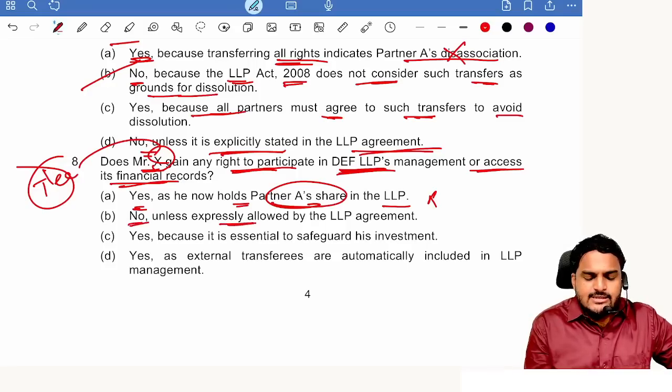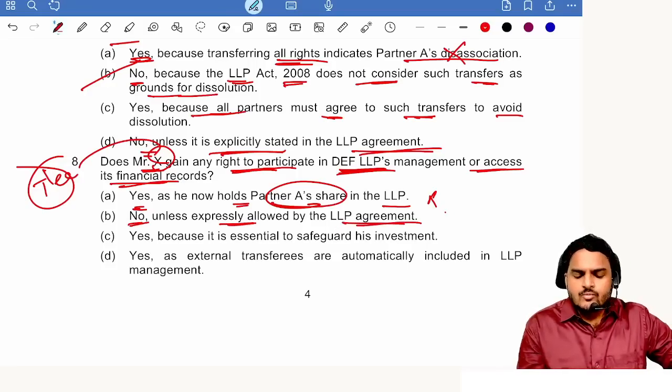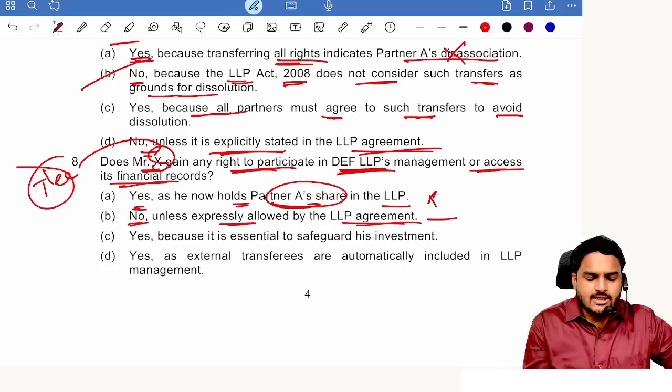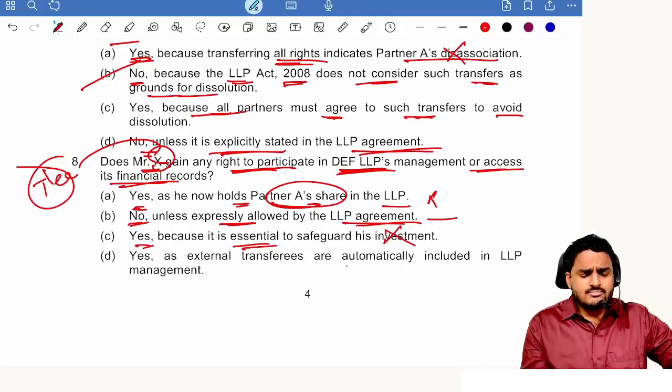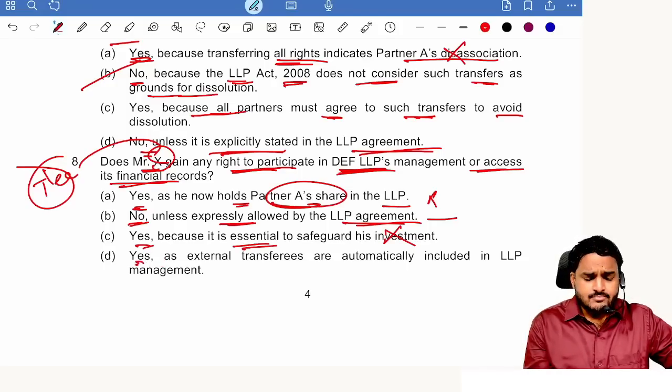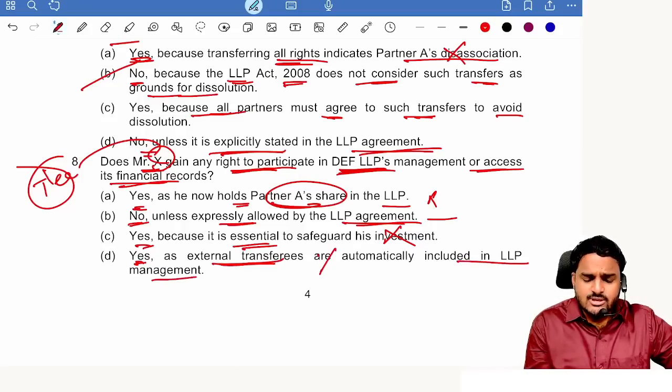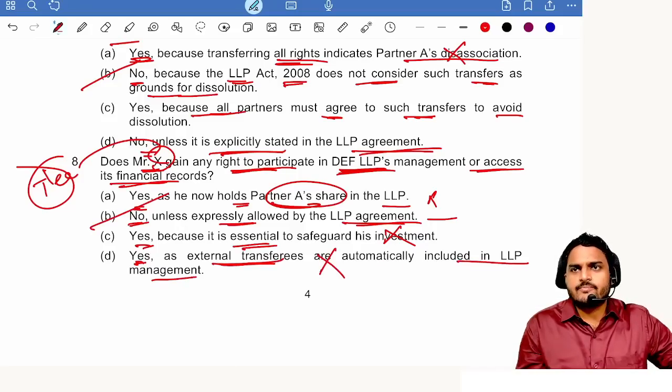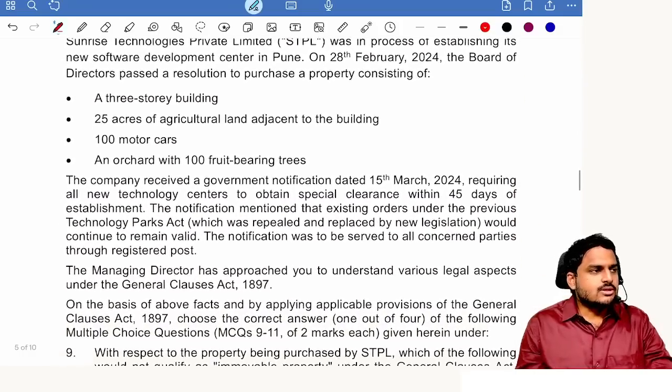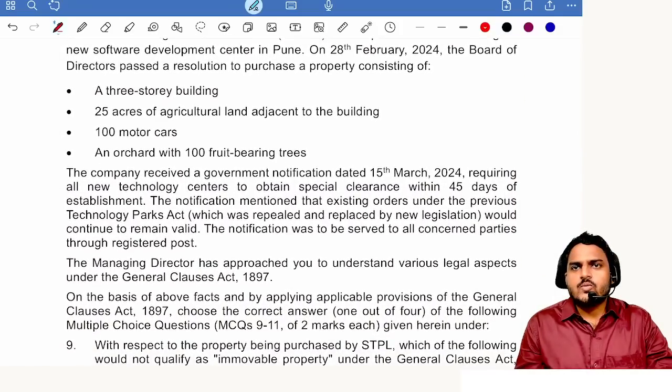No, unless expressly allowed by the LLP agreement. Suitable option. Let's see other options. Yes, because it is essential to safeguard his investment. Not there. Exceptions also not there. Yes, as external transferees are automatically included in LLP management. This is also not there. So B is the correct option. So here also we didn't read the case scenario.